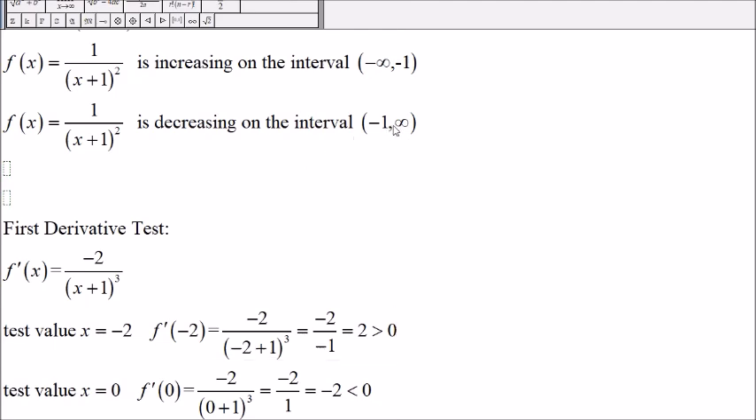And then here, let's pick 0. 0 is in this interval. If we evaluate the derivative at 0, then in the place of x we put 0. We get negative 2 over 1, which is negative 2, which is negative. And so for any number from this interval, the derivative will be negative, because the function is decreasing on this interval.